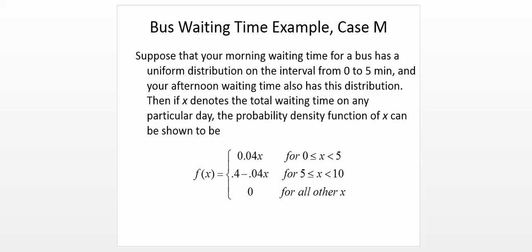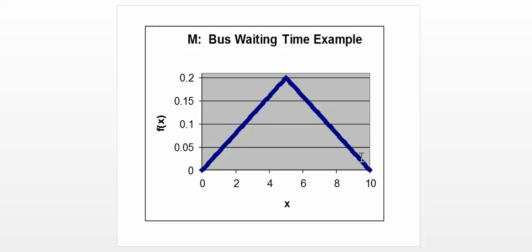So in this problem, let's take a look at what the function looks like. That PDF works out to be this case, where we have the linear function from 0 to 5 minutes and another linear function from 5 minutes to 10 minutes, and it's two triangles next to each other is another way to see this, where the peak value is equal to 0.2 at 5.